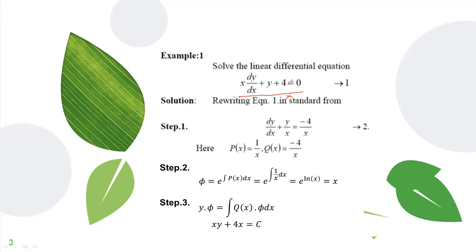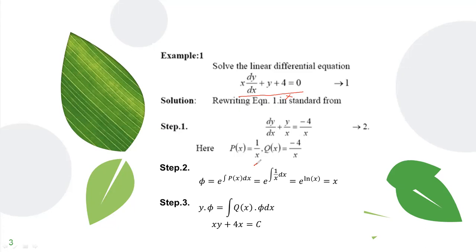The same thing with the 4 in here. So y becomes y over x and 4 becomes 4 over x. If transferred on the right side, it becomes negative 4 over x. Now, if your DE is written in this form already, it looks linear. Okay, this is your derivative.